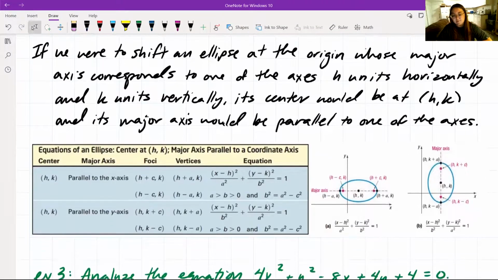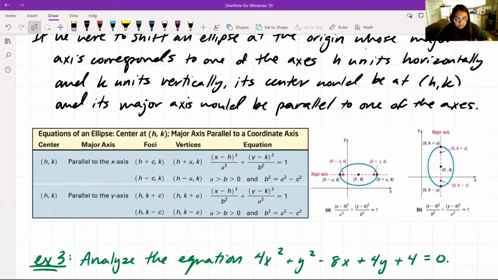And so basically, things to take away from this, when you move horizontally, you move h units. So you're going h horizontally, or the x term, and then your y term is going to be k units vertically. So our little chart here, we have equations of an ellipse center at h comma k, major axis parallel to a coordinate axis, so x or y axis.